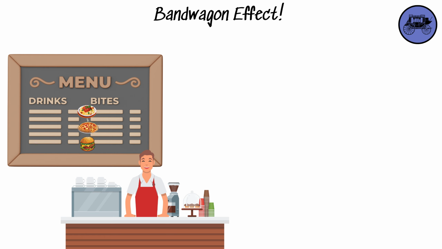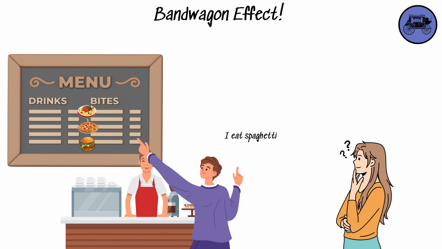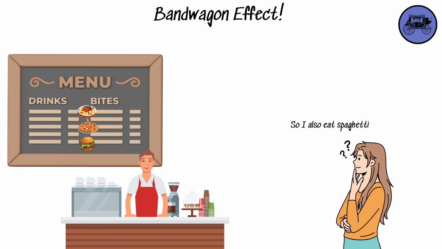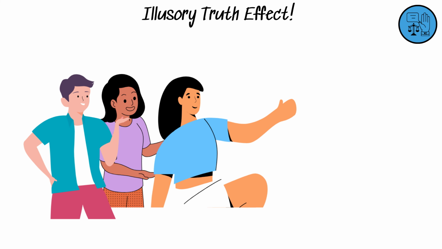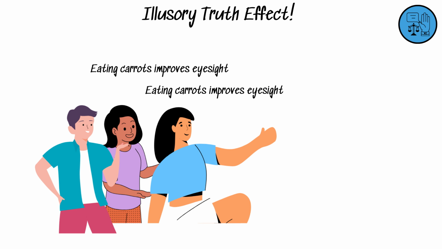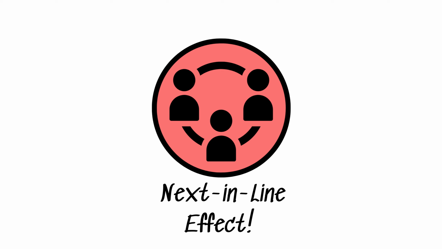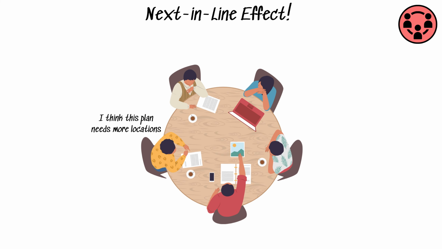Bandwagon effect, the inclination to adopt specific behaviors or beliefs due to the influence of others or a lack of information, known as conformism, is a common tendency. Illusory truth effect, the inclination to consider statements as true simply because they are familiar, even if one cannot remember where they heard them. Next in line effect, reduced memory retrieval of words spoken by the person immediately preceding oneself in a predetermined speaking sequence.